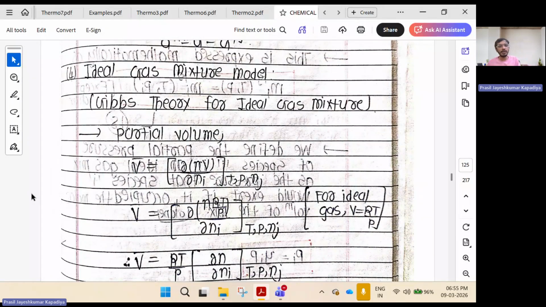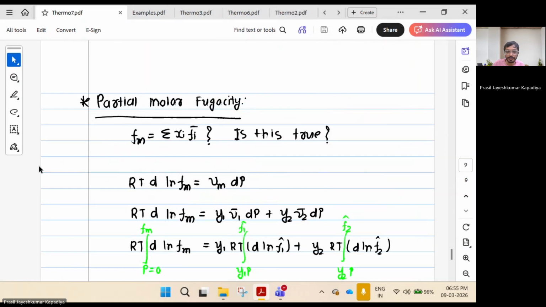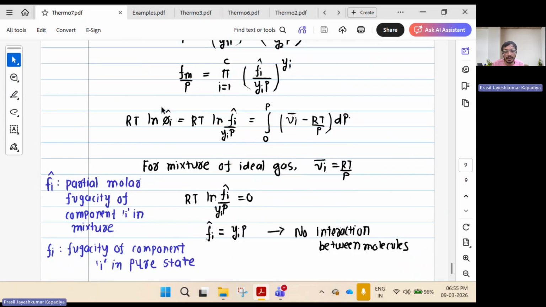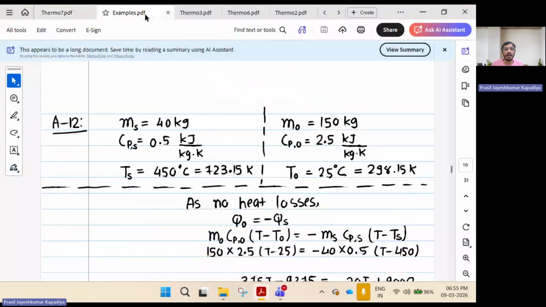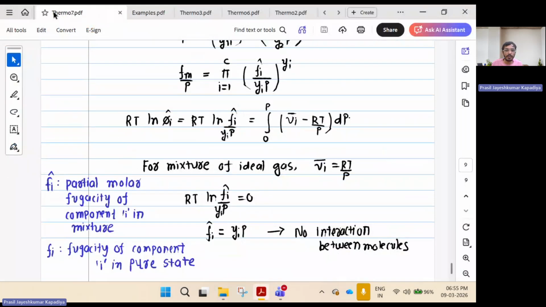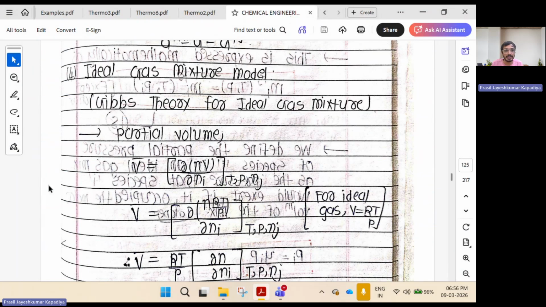So now let's have a look at an ideal gas mixture. What does it mean when I say ideal gas mixture? A mixture of ideal gases does not mean that all components present in the system are behaving ideally, but that the mixture is behaving ideally. But here we are looking at a mixture of ideal gases, not an ideal gas mixture. A mixture of ideal gases means I am combining some ideal gases and mixing them. That will give me the mixture of ideal gases.